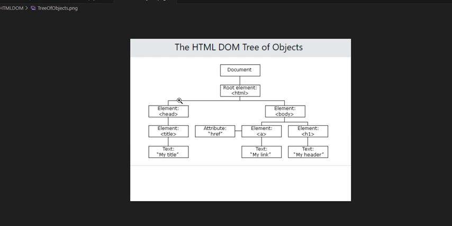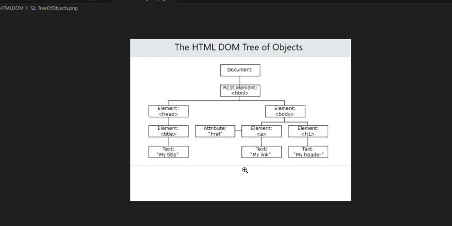This is what it looks like. These are all the objects here. For example, head is an object, title is one object, and each object has its own attributes. For example, here A is an object. A has href as an attribute, and we also have some properties like IDs, classes, etc. So whenever the web page is loaded, all the HTML tags are converted into a tree of objects.